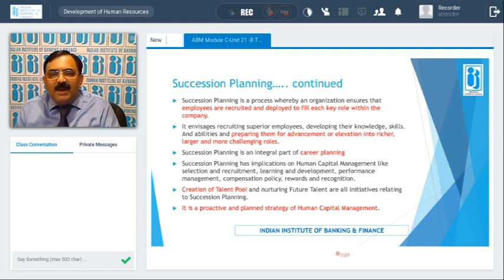Now, creation of talent pool and nurturing future talent are all initiatives relating to succession planning. So, by creating a talent pool, we are also doing the succession planning because we can develop the identified talent to take over those responsibilities and assignments which will be created when existing talent move into a different role. It is proactive and planned strategy of human capital management. So we say succession planning is all about being very proactive and planned strategy of the human capital management.